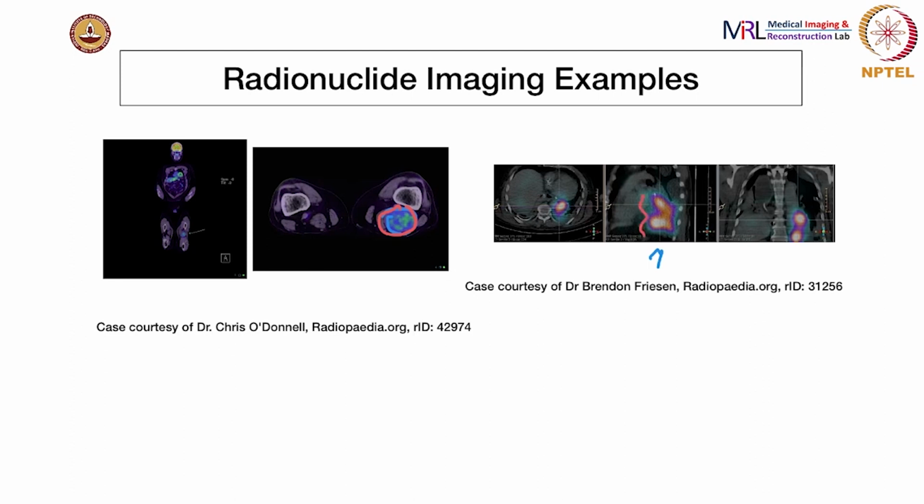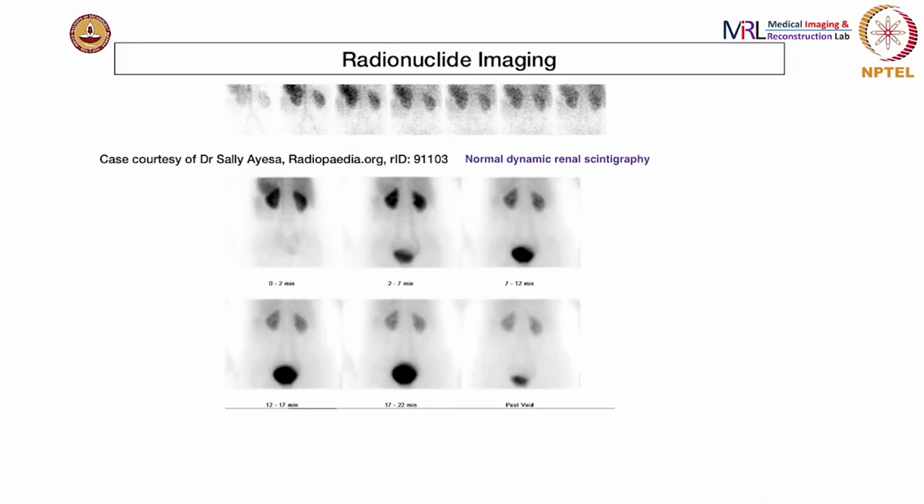This is basically the images from the SPECT system. This shows an abnormality in the heart. Similarly, the scintigraphy. Here this is dynamic renal scintigraphy. If you measure the radioactivity in each kidney over time, you can figure out how much each kidney is contributing to the bladder output. These are the kidneys, and this is the bladder. You see that there is basically no anatomy here.